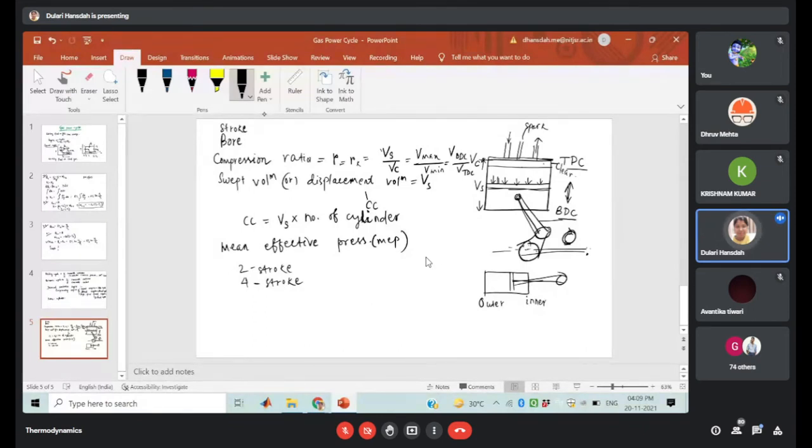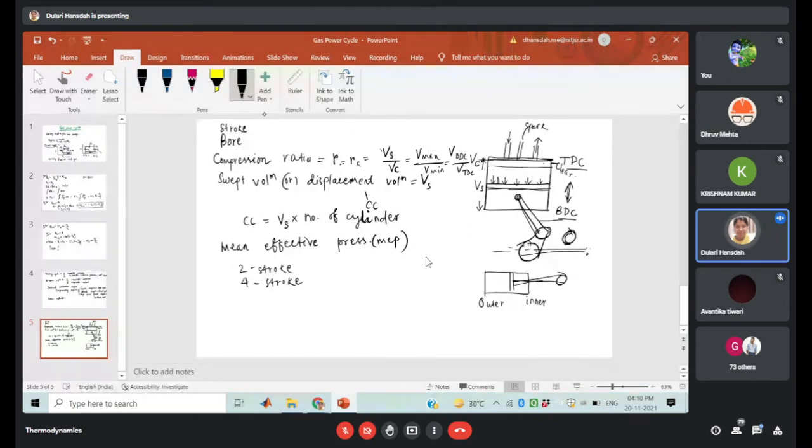So when your piston is moving from top dead center to bottom dead center, then it is the completion of one stroke. If it is moving from bottom dead center to top dead center, that is also known as your stroke. That means within the cylinder, the movement of the piston from one dead center to another dead center is known as your stroke.